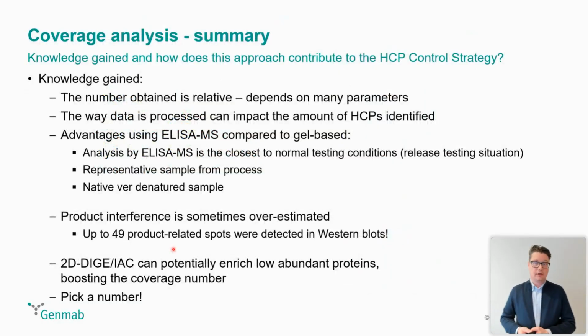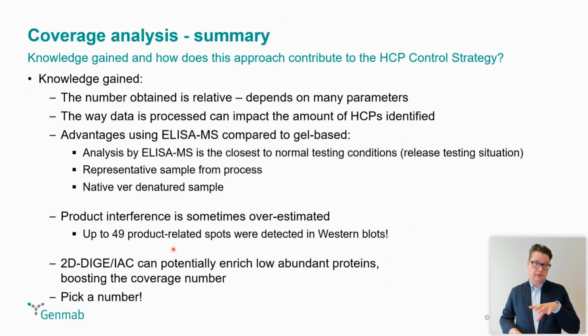Again, how does this contribute to our HCP control strategy? Well, one thing is that the coverage number that we obtain is relative. It depends on a lot of parameters. It depends on the methods that you choose and many of the method parameters that you have. The way the data is processed can also, of course, impact the amount of your HCPs identified.